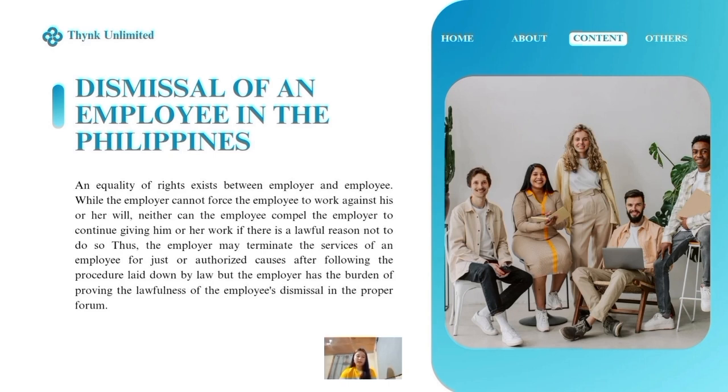So the explanation is, in the Philippines, an employer can dismiss an employee only for a valid or authorized reason. The employer must follow the proper legal steps before ending the employee's job. Both the employer and employee have equal rights under the law. It is the employer's duty to prove that the dismissal was fair and lawful.